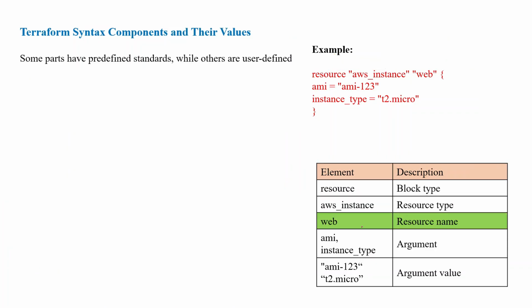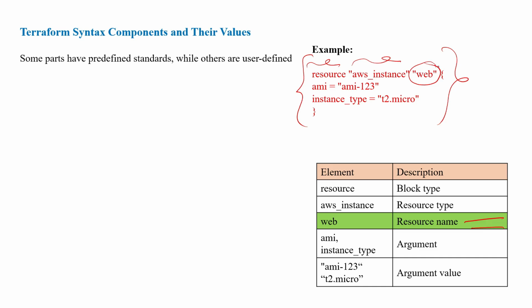So what is the third one? I said this is the resource name. This is user defined. You can create any name according to your requirement. Here you can see in this code what we have seen so far, we are creating an EC2 machine. For the EC2 machine, we have taken the block as resource and the resource type as aws_instance. Both are predefined values. And the name we have given is web.